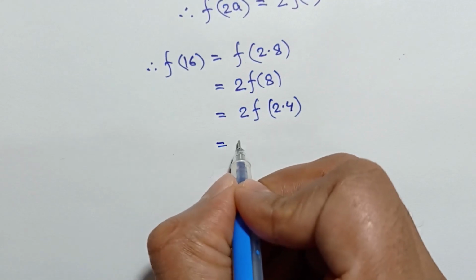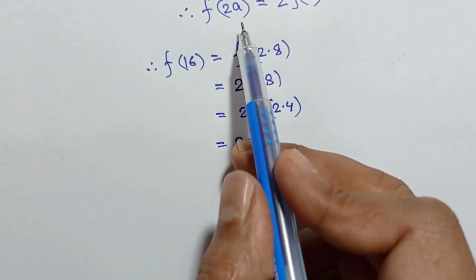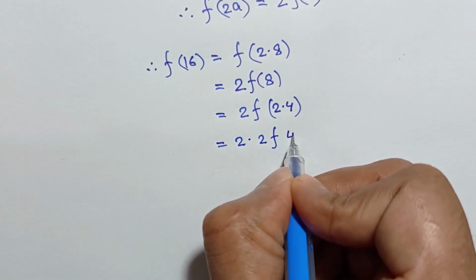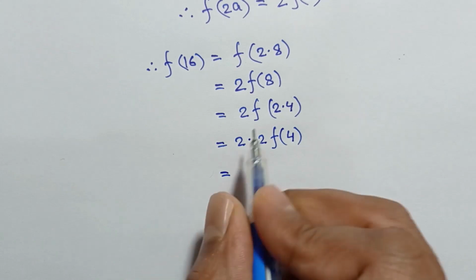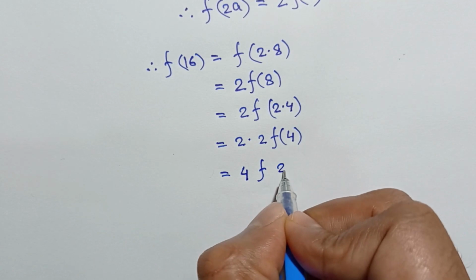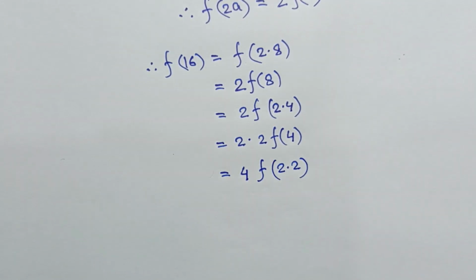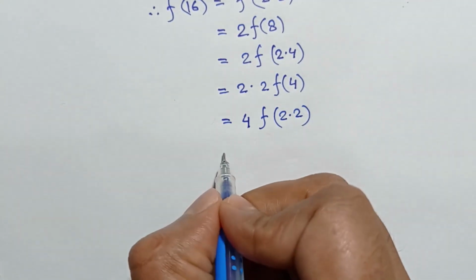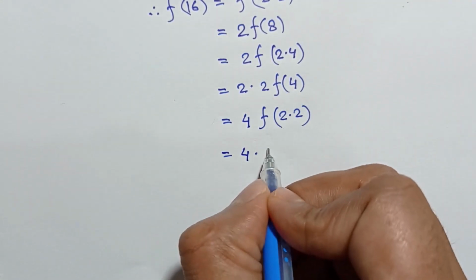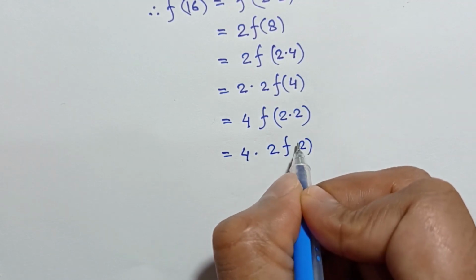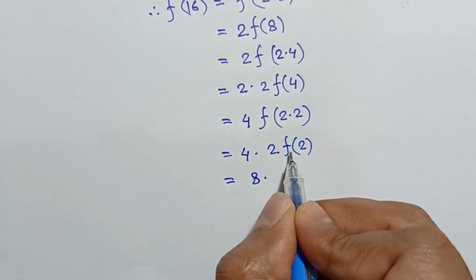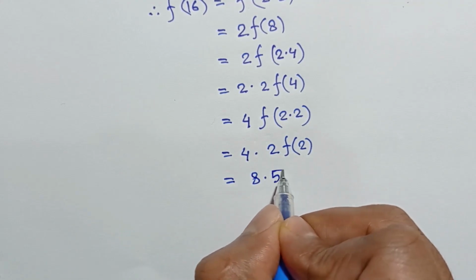which is equal to 2 times f(4), according to this equation. So 2 times 2 times f(4), equal to 4 times f(4), and f(4) can be written as f(2 times 2), which according to the previous equation is 2 times f(2). So it is equal to 4 times 2, which is 8 times the value of f(2), and f(2) is equal to 5.